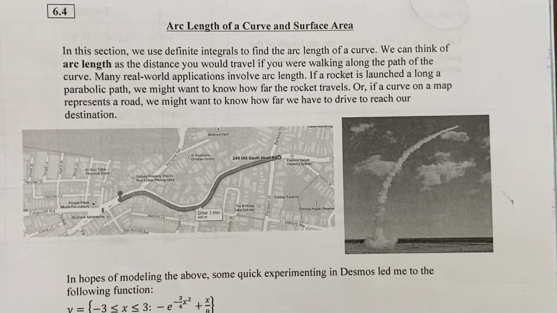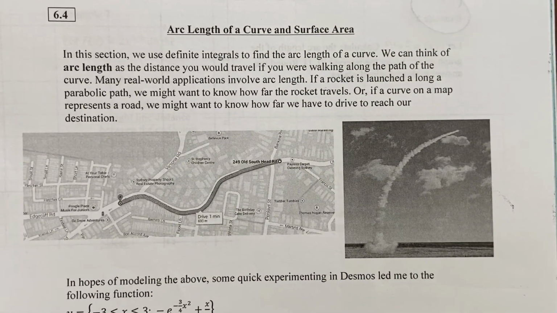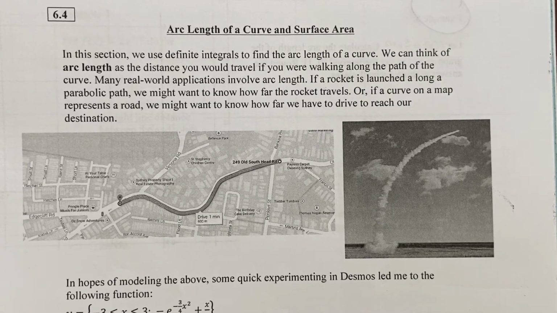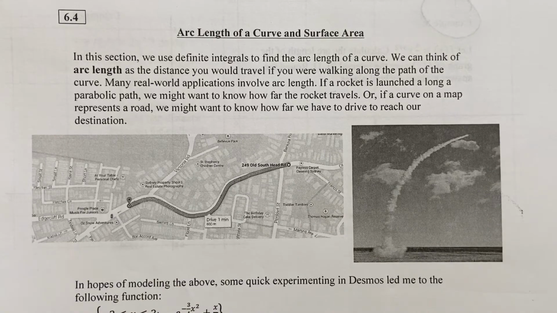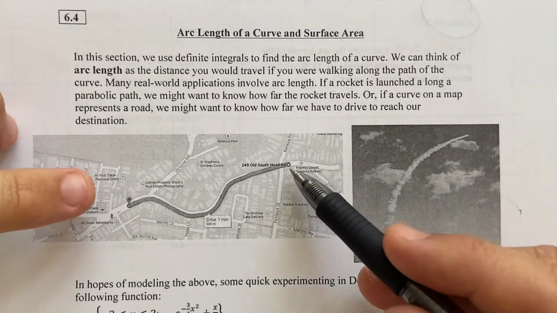All right, that brings us to 6.4, where we're talking about arc length of a curve and the surface area of a generated solid. This picture probably looks fairly familiar. This is meant to be like a Google Map or Apple Map type of situation, and we're going from here to here.